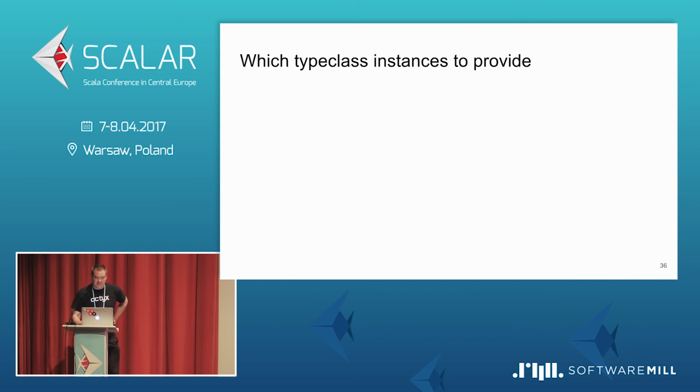So which type class instances should you provide yourself? By provide, I mean you should just put them into your companion object. Definitely should provide Eq. You're definitely going to need it for your tests. And Show.